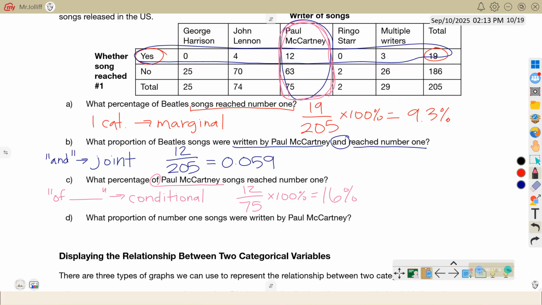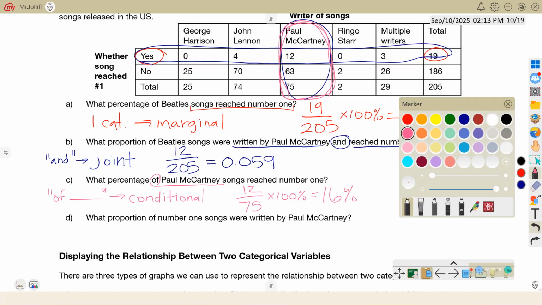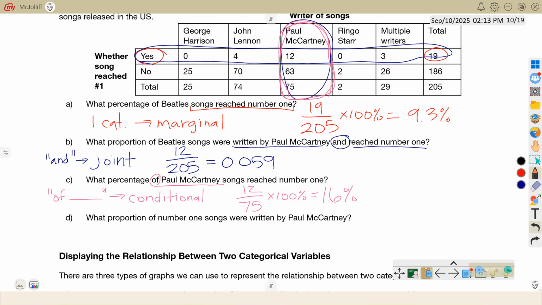Last one. We're going to try it again. Orange is good. For D, it says, what proportion of number one songs were written by Paul McCartney? Jaden, what keyword do we see in that question? Of, proportion of, very good. And specifically of number one songs. I am now limited to the number one song row of the table. Only this exists for me now. I am in the number one song row.